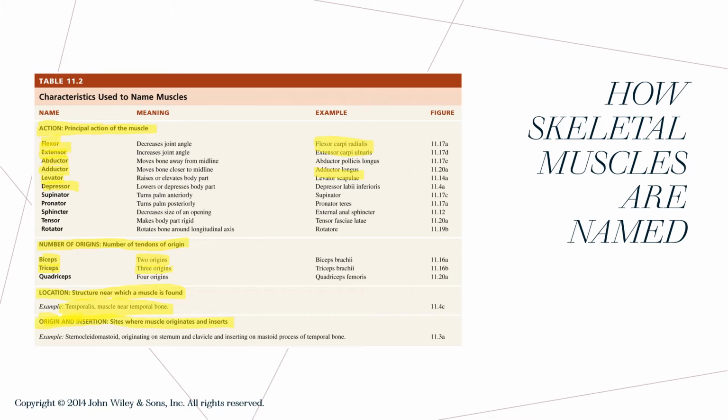So these muscles are actually quite easy to figure out where they are, like the sternocleidomastoid. So this one goes from the sternum and the clavicle and goes to the mastoid process of the temporal bone. So then we have sternocleidomastoid. So you can pretty easily figure out where that muscle is.